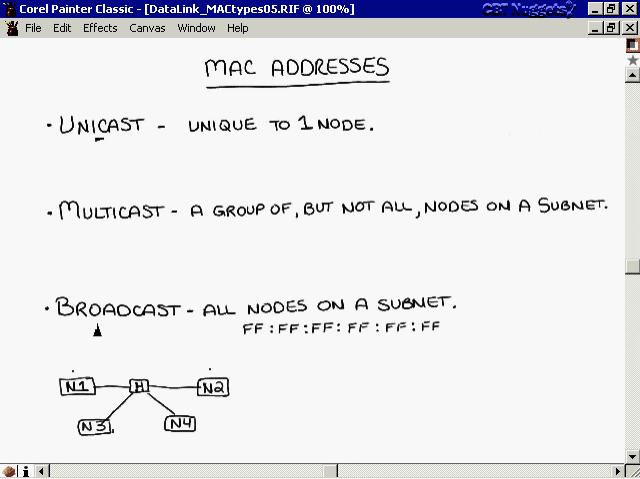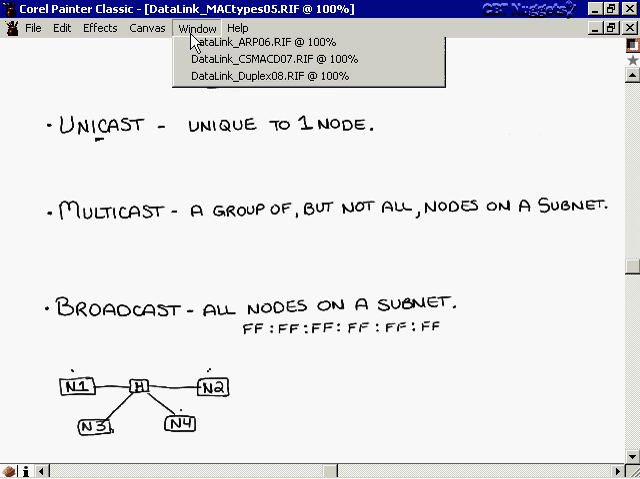Alright, and the third type is a broadcast. This simply is a message going out to all nodes on the subnet. So if N1 sends out a broadcast, and the broadcast hex value at the MAC address is all F's in each of the 6 bytes, it will get out to N2, N3, and N4 with one transmission. You can imagine then the bandwidth savings that multicast and broadcast offer over simply having a unicast option only.